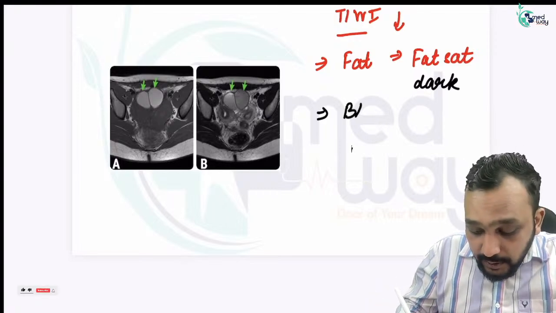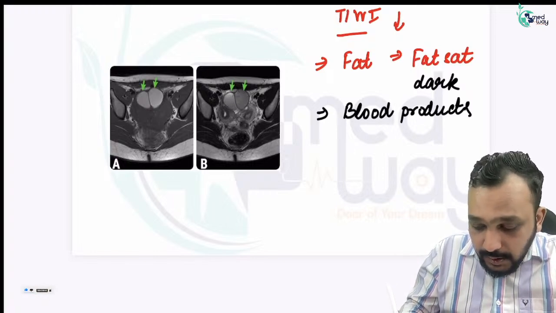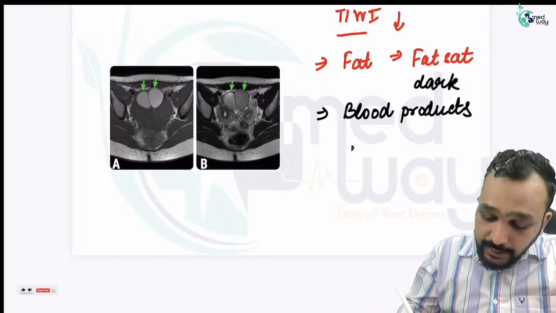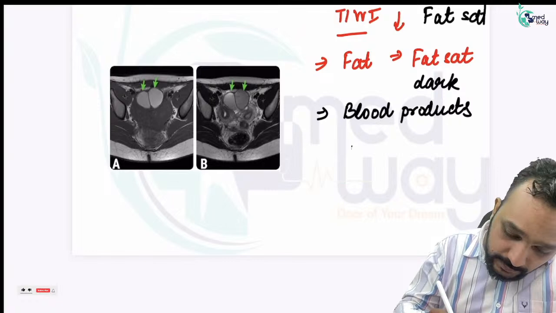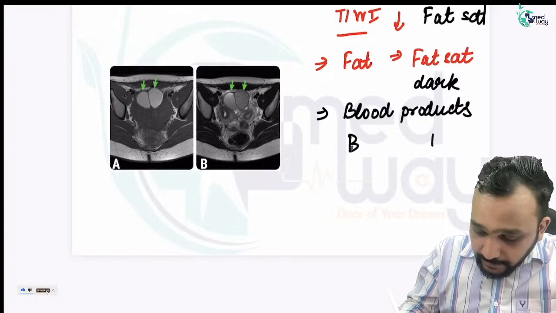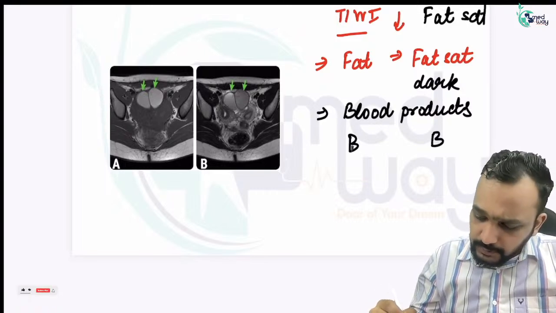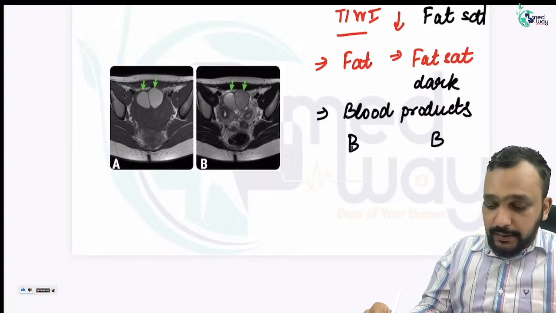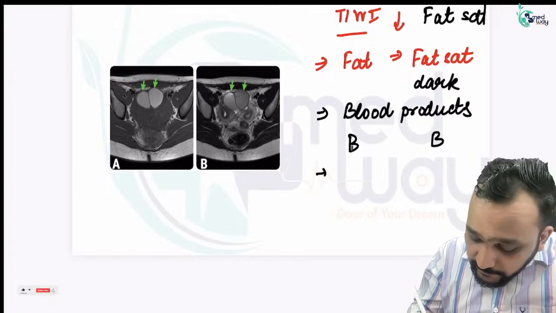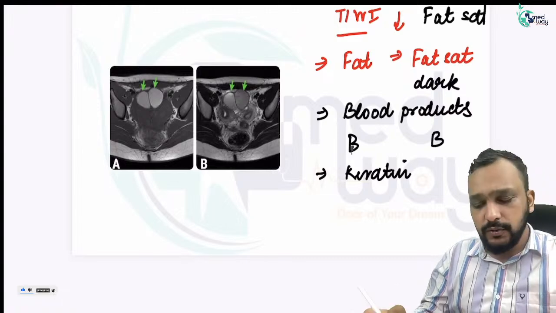Then your blood products are again going to appear bright on T1 weighted images, and bright on fat saturated images. So these are two important structures which appear bright. And one more was keratin, which we discussed in a patient with craniopharyngioma.